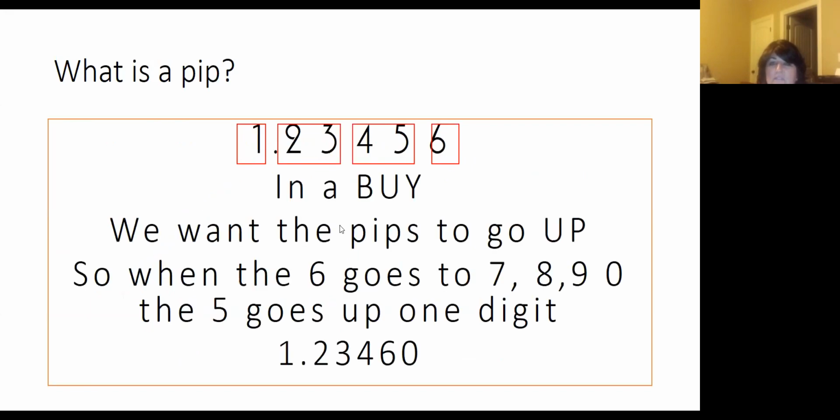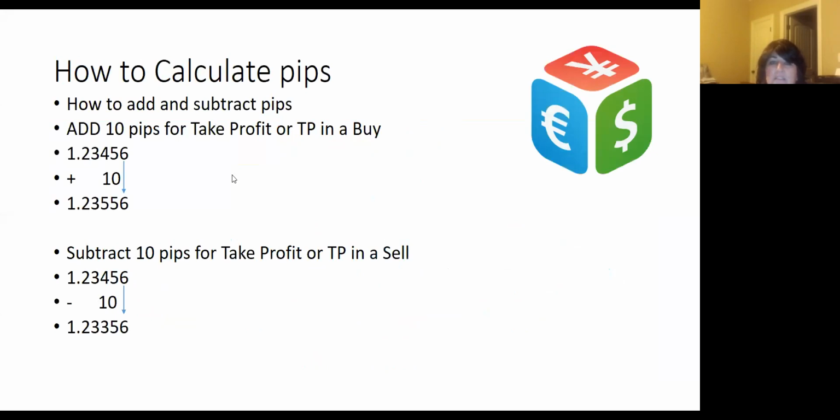So if I'm in a buy, we want the pips to go up. So when this 6 goes to 7, and then 8, and then 9, and then 0, then now this will be 46, all right? So this is how we're going to calculate them. This is very important, guys. When you are going to buy or sell currency, and the signal says, you know, take profit in 10 pips, or you just want to make 10 pips, then you've got to know how to add.